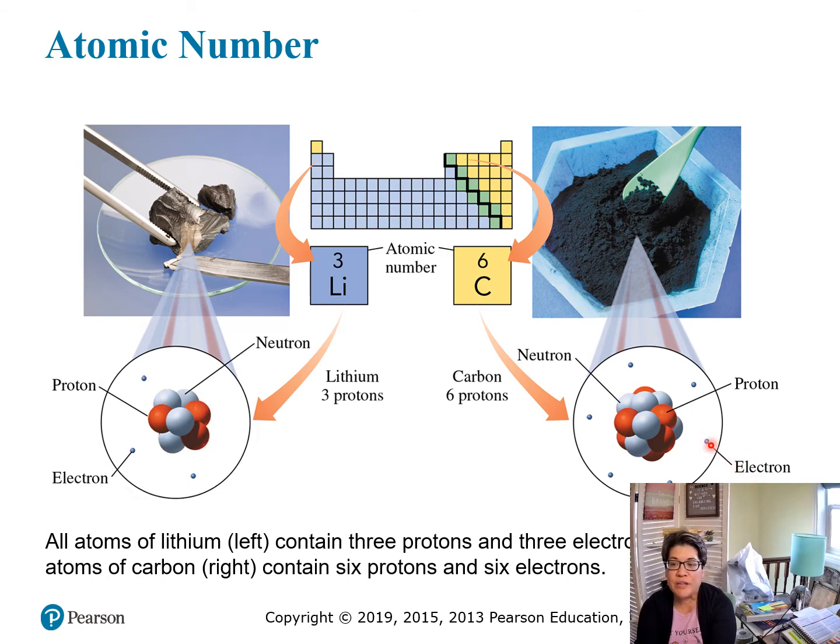And then if we look over here, this is carbon. It has 6 protons. It also happens to have 6 neutrons. Some don't have equal numbers. And then it also has 6 electrons to cancel the positive charge of the 6 protons.